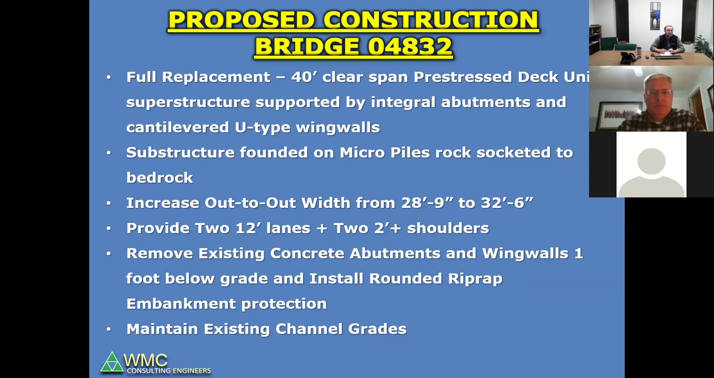This will provide two 12-foot lanes, two 2-foot plus shoulders. Now when I say 2-foot plus, one side's a little bit wider. I think it's 2 feet 6 inches than the other side. And that's primarily because as we cross the bridge, the road starts to curve. So for us to maintain a proper shoulder without getting less than 2 feet, we made one side a little bit wider.